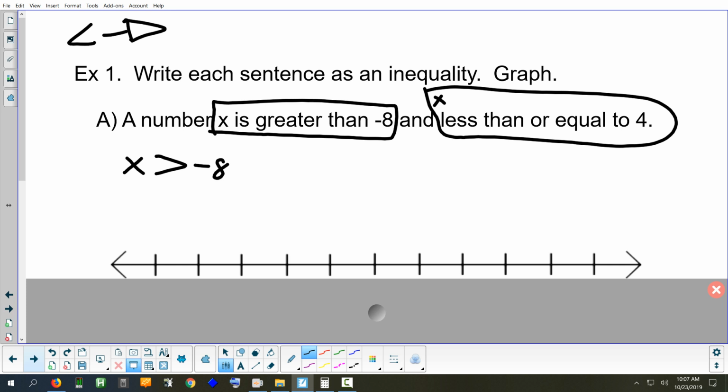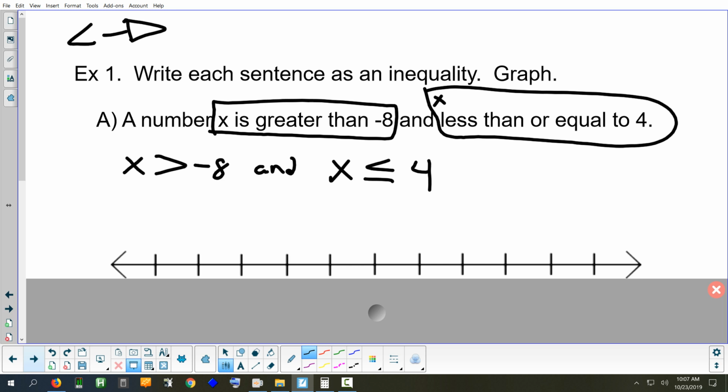X is less than or equal to 4. X, and then it's pointing to the left, and then 4. And there's one word I'm missing that's in the sentence that I didn't write down. I didn't put the "and." Okay. So that's the first step.